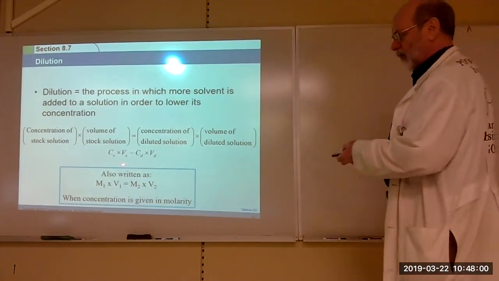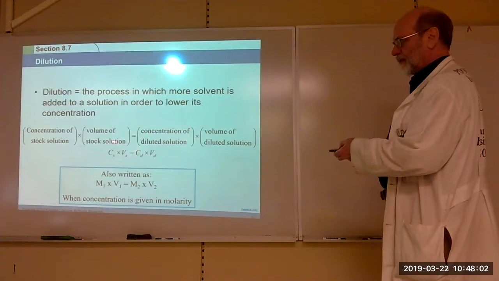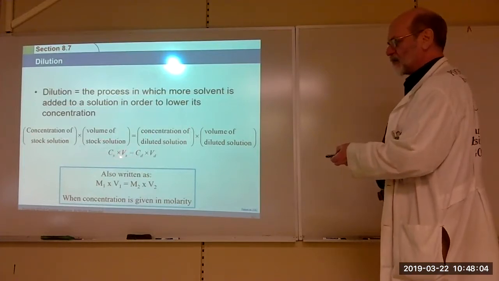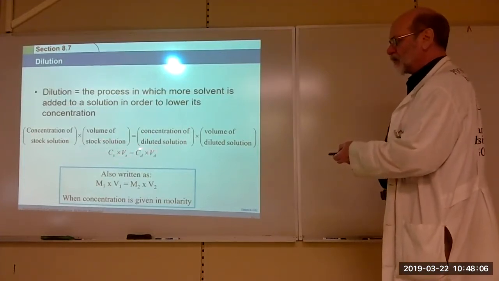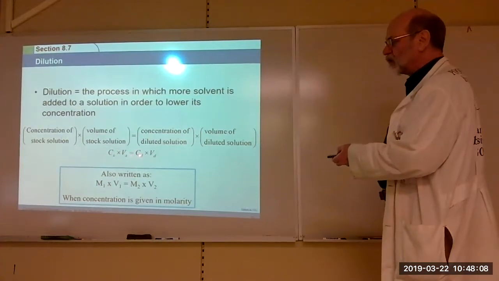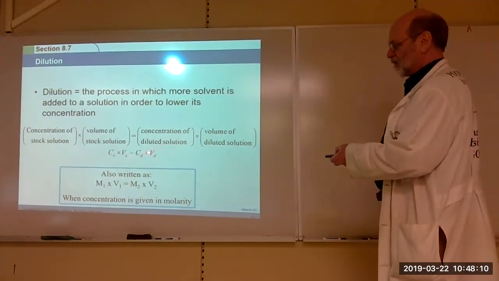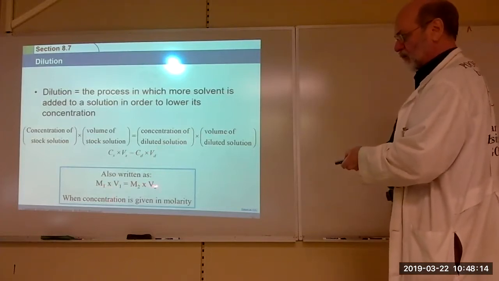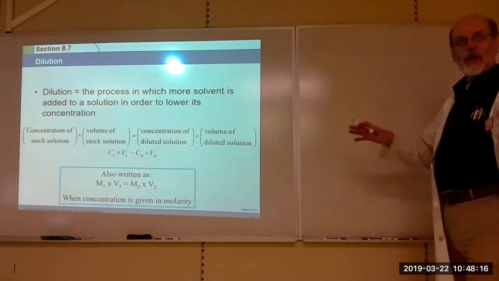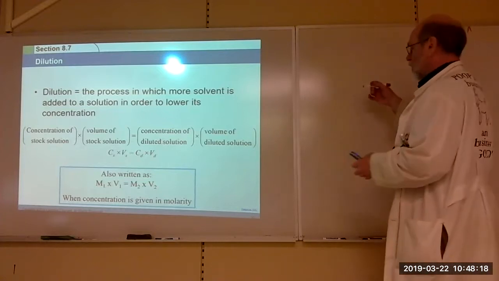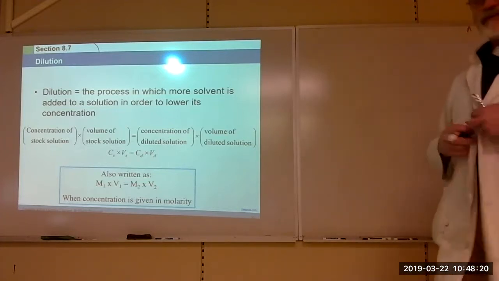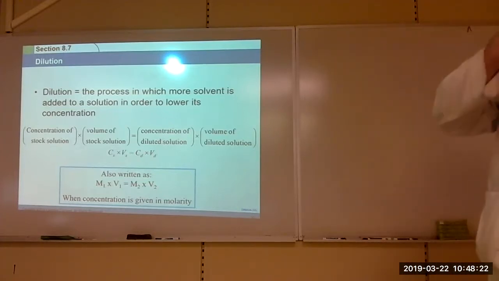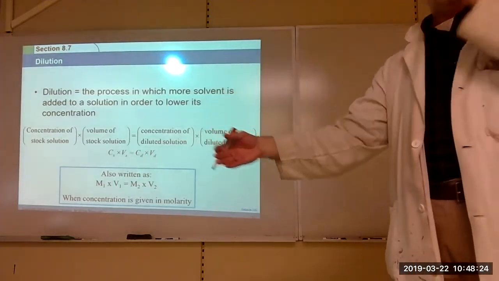We can give you this formula. Concentration of the stock times the volume of the stock equals the concentration of the diluted times the volume of the diluted. Or I like to write it M1V1 equals M2V2. This is why it works. Okay? So the dilution process goes from more concentrated to less concentrated.